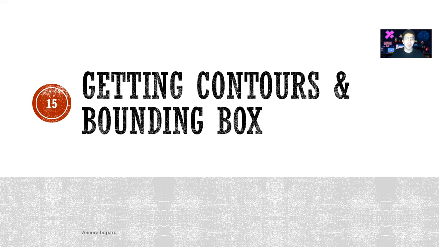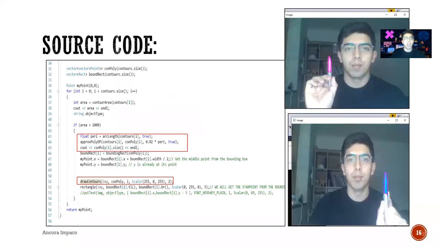Getting contours and bounding boxes. So as you can see, we have a new function on our project. We have the code to detect the contours from our pen or from the objects, from the mask, basically. And as you can see, we get the image, we get the poly, and we have this color. This color is going to be a color purple, as you can see. And it detects the mask of both markers, the marker blue and the marker pink.